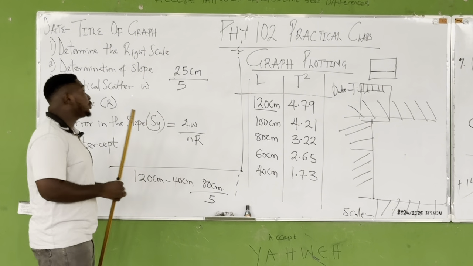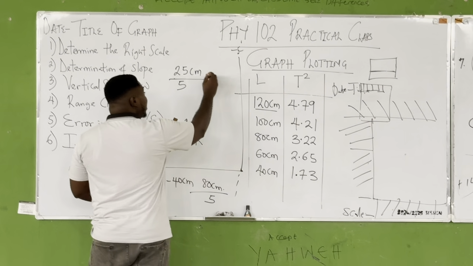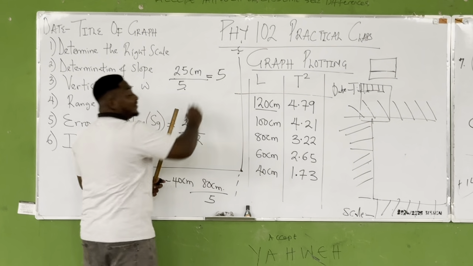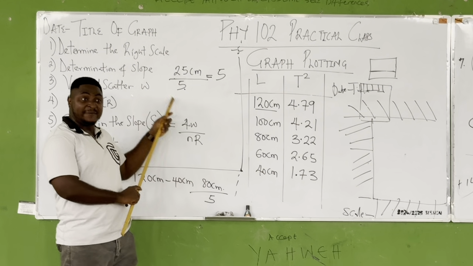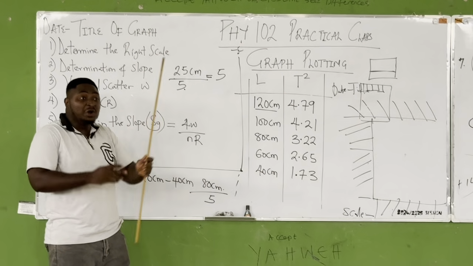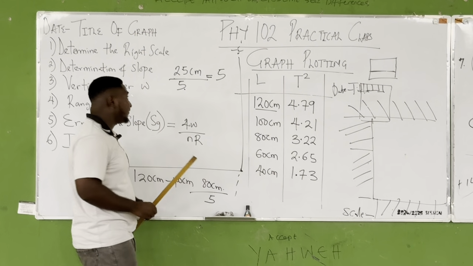Achieve 25 centimeters. So that's 25 divided by 5. Class, is it not smart to say 25 divided by 5 is 5? If you can't get to 25, you can reduce it to 20. 20 divided by 5 is 4. It will still cover a whole expansion of your graph.